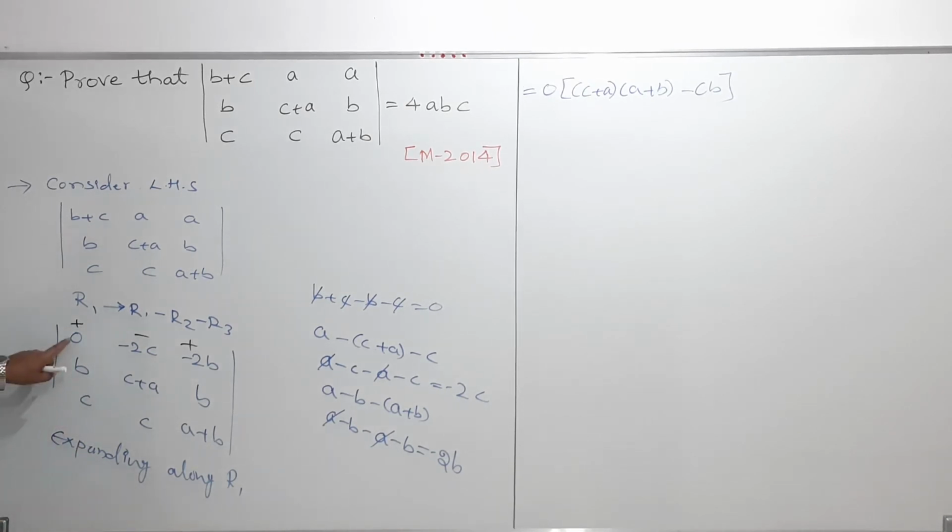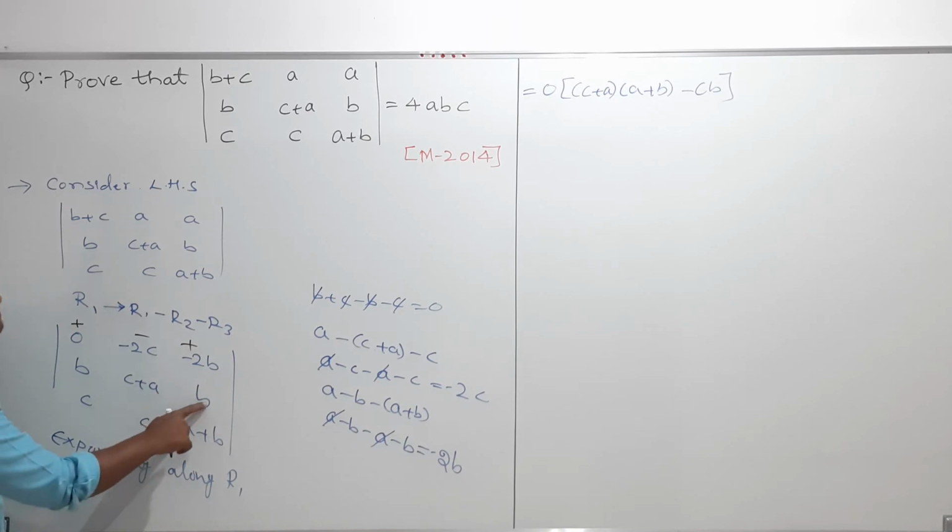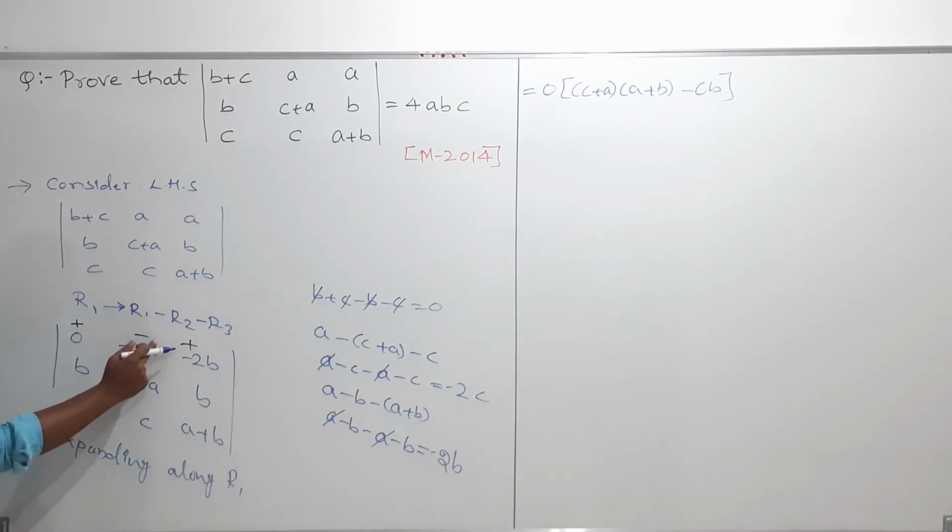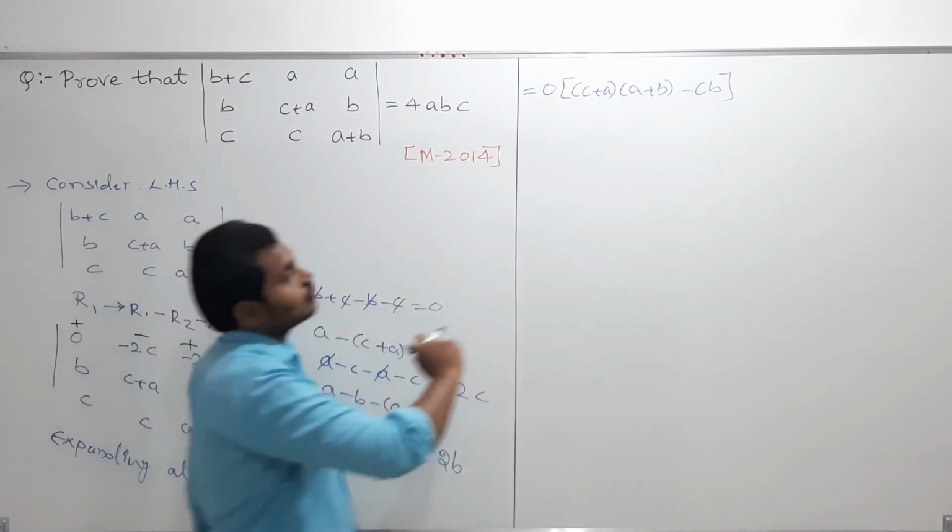So 0 into, I am expanding along row 1. So 0 plus 0 into, leave this column and this row, this element into this element: C plus A into A plus B minus of C into B. Next minus of this element, but here already minus is there. Minus minus plus 2C here.